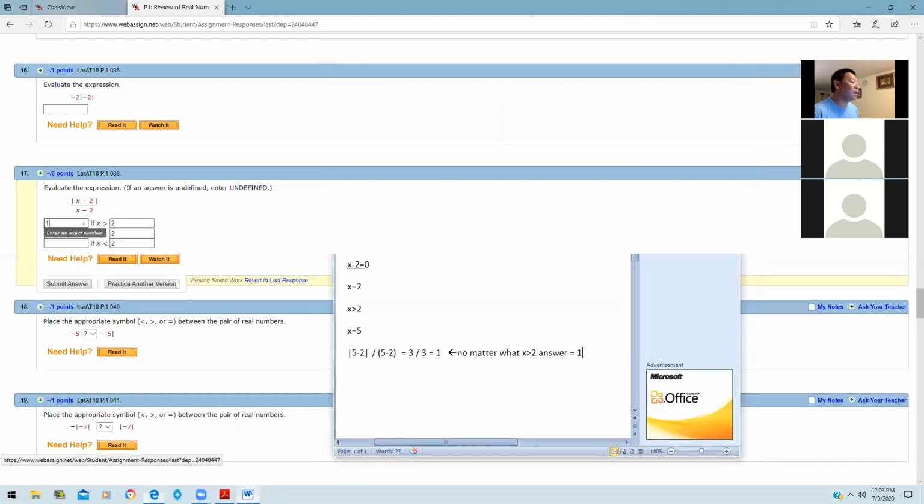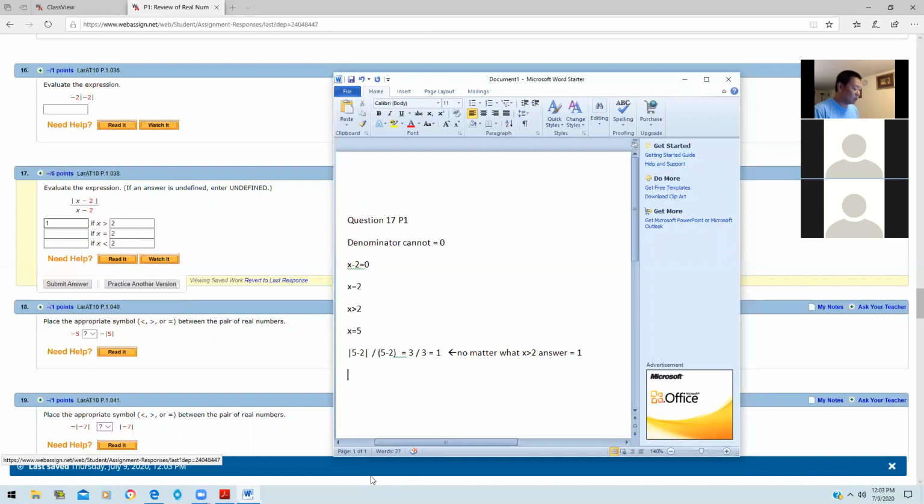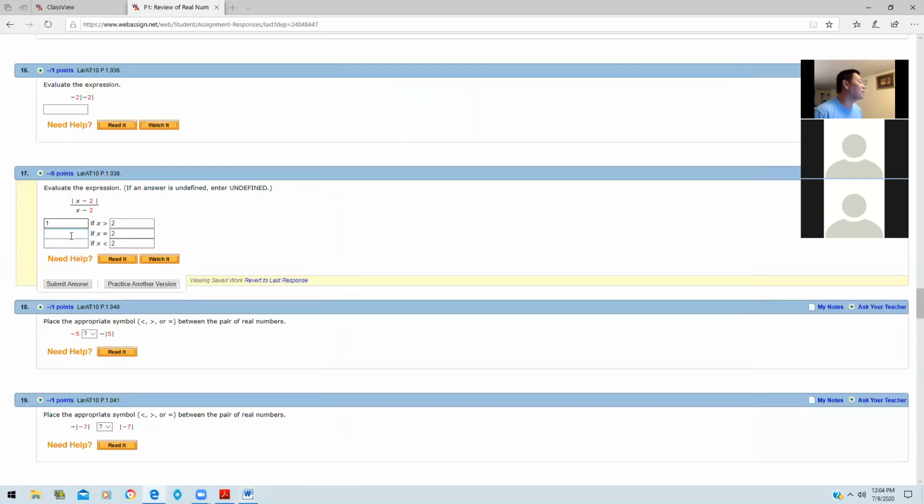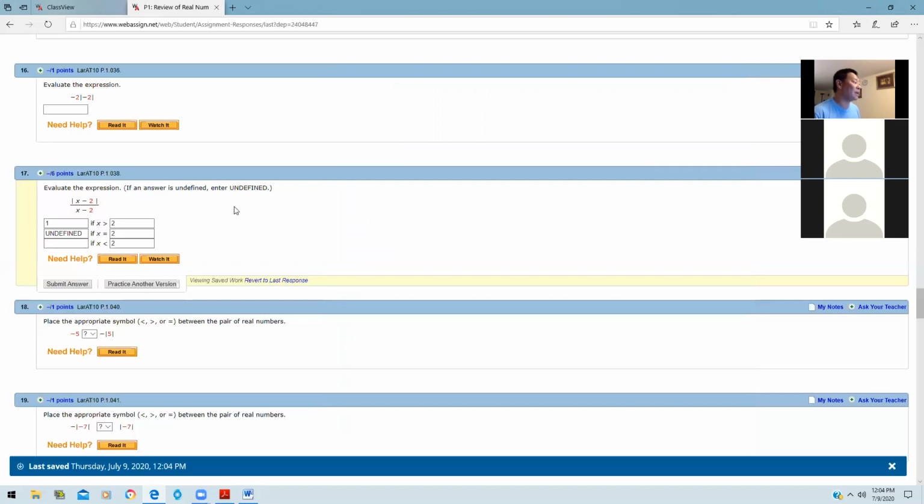Next, we have to figure out a number that equals 2. What happens when you put exactly 2 in there? You get absolute value of 2 minus 2 divided by 2 minus 2, which is actually 0 over 0. That's why this is called undefined. Sorry for my spelling: it has to be spelled correctly, and the U has to be capitalized here.